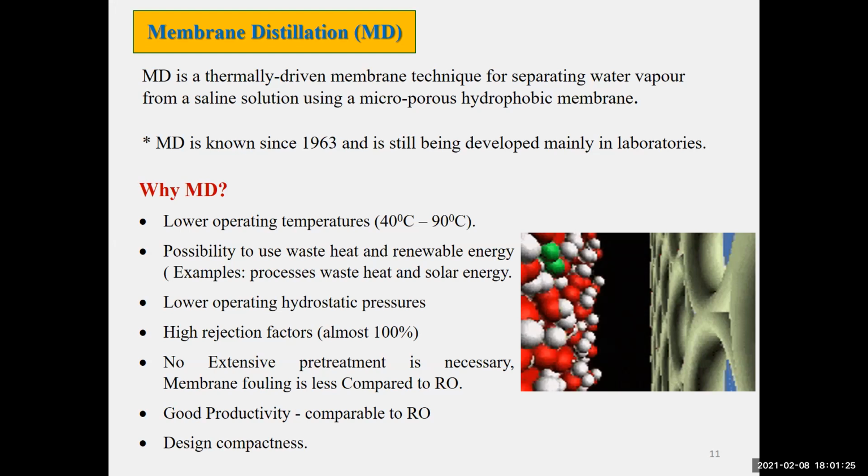For MD, again, low-grade energy is needed. You can use waste heat. You do not need to apply high pressure. In a reverse osmosis system, in order to overcome the osmotic pressure, you have to pay a lot. You need a pressure in the order of 60 to 70 bars, 60 to 70 times atmospheric pressure. And you need to create your membrane to withstand this high pressure.